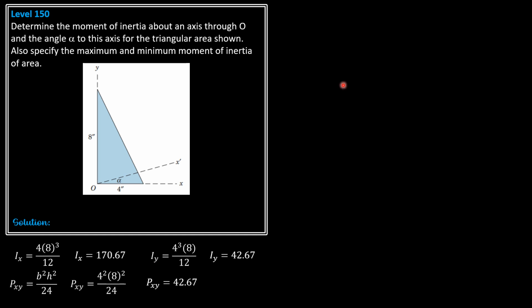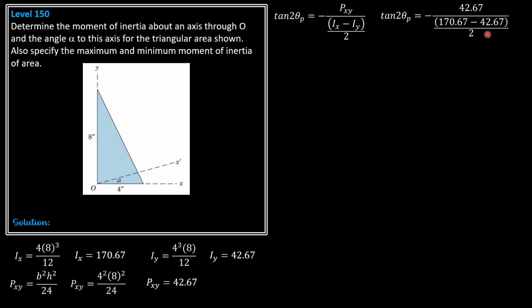Then tangent of 2 theta p is equal to negative Pxy all over quantity Ix minus Iy all over 2. So substitute. Tangent of 2 theta p is negative 42.67 all over quantity 170.67 minus 42.67 over 2. From there, we can now compute 2 theta p with your calculator. It is equal to negative 33.69 degrees. So therefore, theta p, which is alpha in the designation form shown, is equal to negative 16.845 degrees.